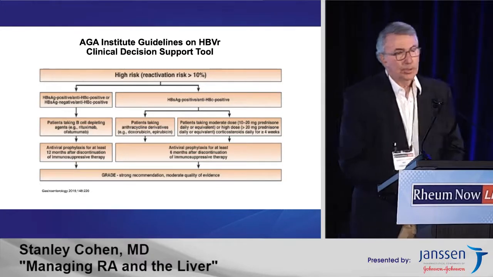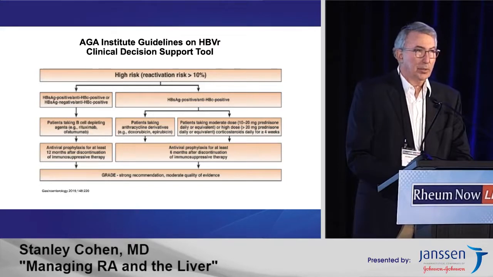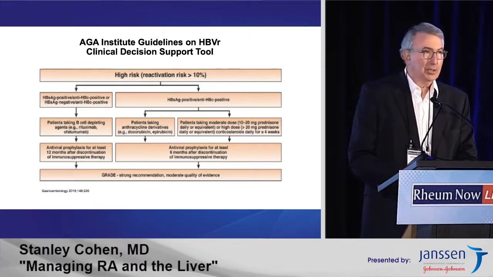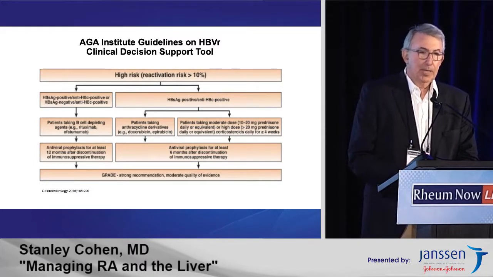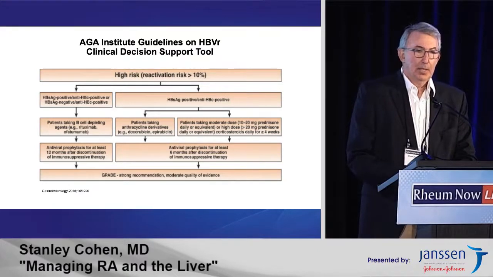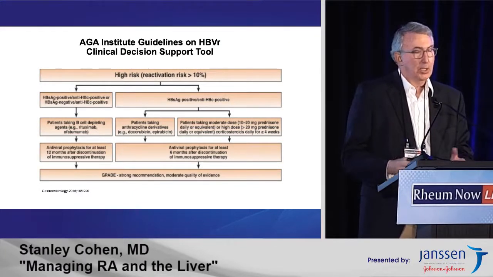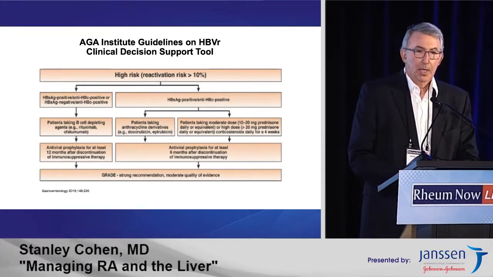So the first group was the American Gastroenterology Association, which came up with their clinical decision support tool, and in your pre-learning I gave you the reference for their whole methodology and basically the literature review that they did. They suggested that patients at high risk had a reactivation risk of greater than 10%, and they looked at patients who were surface antigen positive and core antibody positive, or surface antigen negative and just core antibody positive. And any patients receiving B-cell depleters, antiviral therapy is indicated and should be continued for 12 months after treatment as prophylaxis.